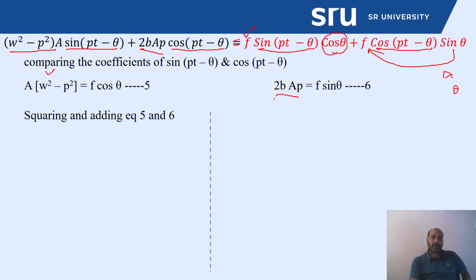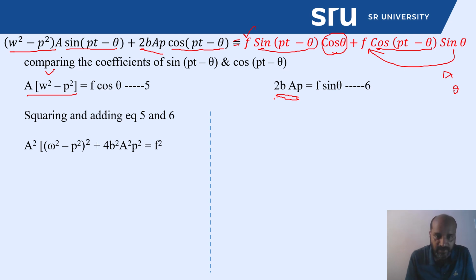Now square and add both equations 5 and 6, on both the left and right sides. On the left side, squaring the first gives A square times (omega square minus p square) whole square, and squaring the second gives 4b square A square p square. This equals F square cos square theta plus F square sin square theta. And of course, cos square theta plus sin square theta is 1, so the final result will be F square.